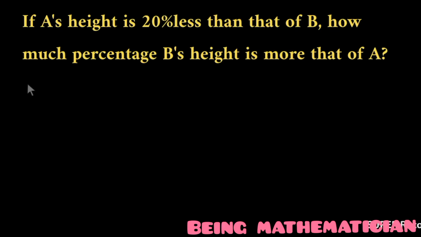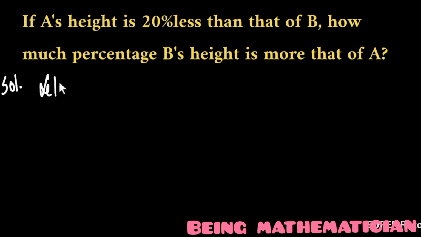Let's see the first problem for the first confusion. If A's height is 20% less than that of B, how much percentage is B's height more than that of A? Now, let's see the first step of the solution.